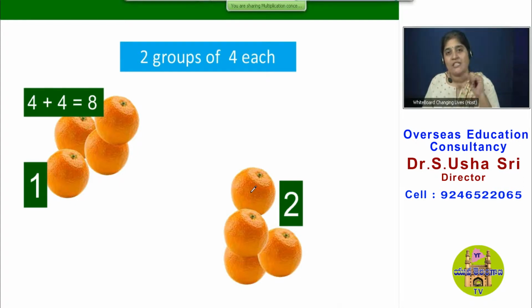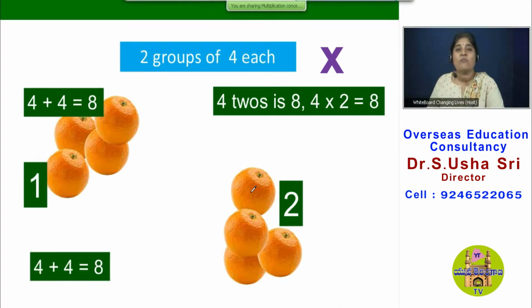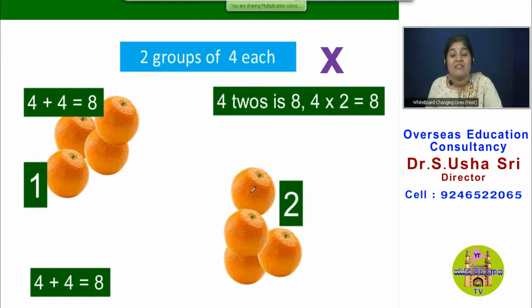When we need to change it into multiplication form, how do we write it? So there are 2 groups, 4 each. So 4 twos is 8. Or how do we say it? We say 4 twos are 8. How do we write, children? 4 twos are 8. So this is how we change the addition to multiplication. When I say 4 plus 4 is 8, we can even say the same thing as 2 fours are 8 or 4 twos are 8.